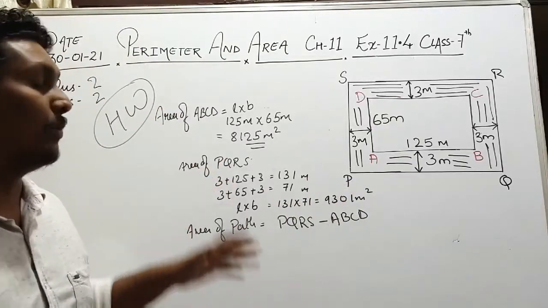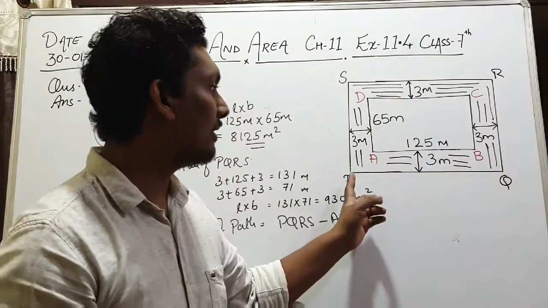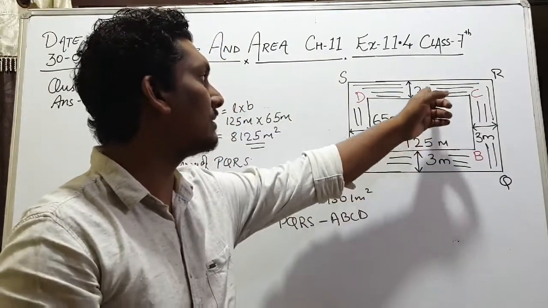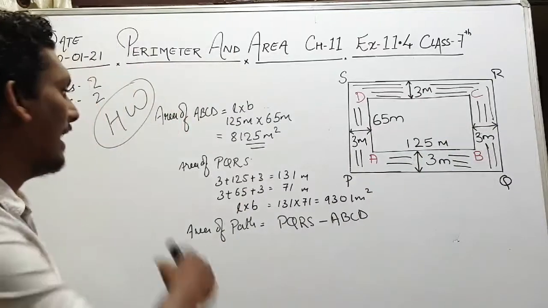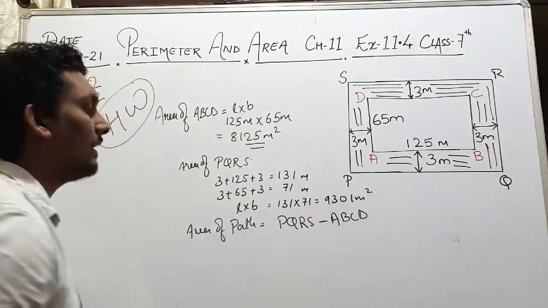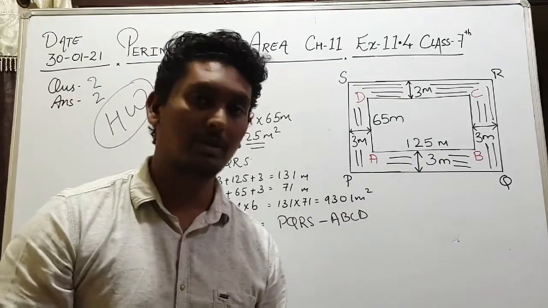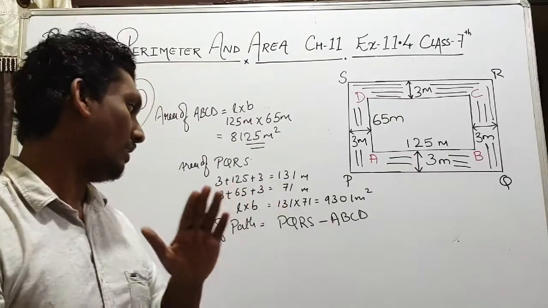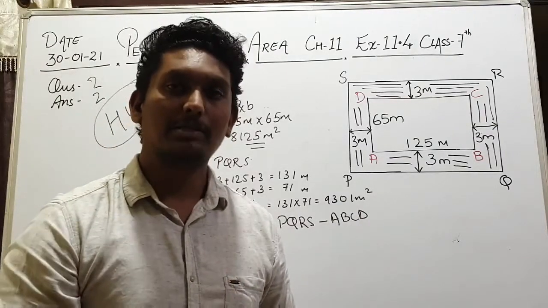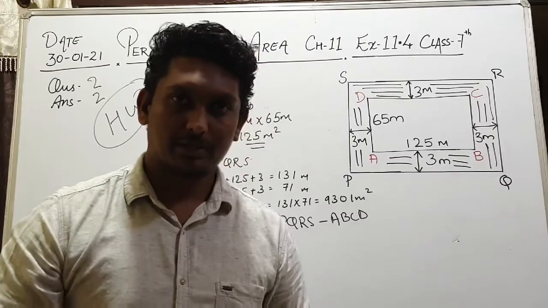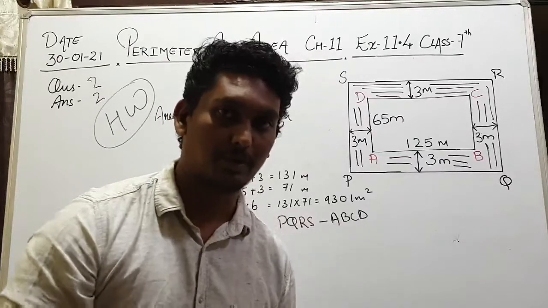I'm just telling what you have to do. So area of PQRS: PQRS includes, we're talking about the length, this 3 plus 125 plus this 3 meter, and about the breadth, this 3 plus 65 plus this 3. Add it, you will get 131 and 71. Find the area, that is length into breadth. Then the area of the path, same as the previous question, we have to find out. So what you have to do is area of PQRS minus area of ABCD. Same as the previous question, only the number is changed. Hope the question is clear to you. This question is homework for you. Just go through it.